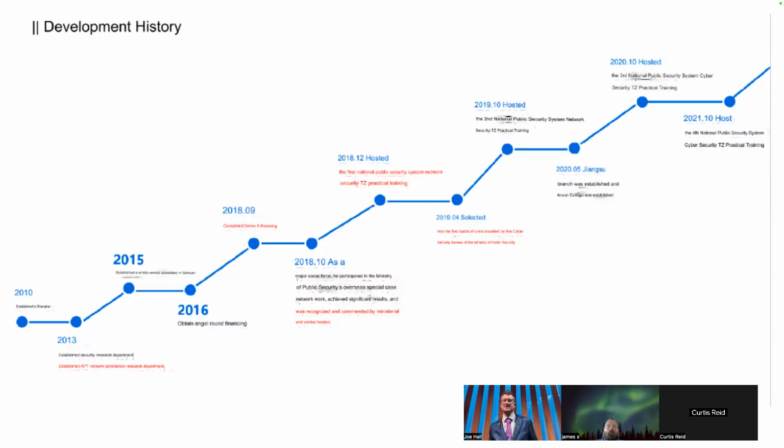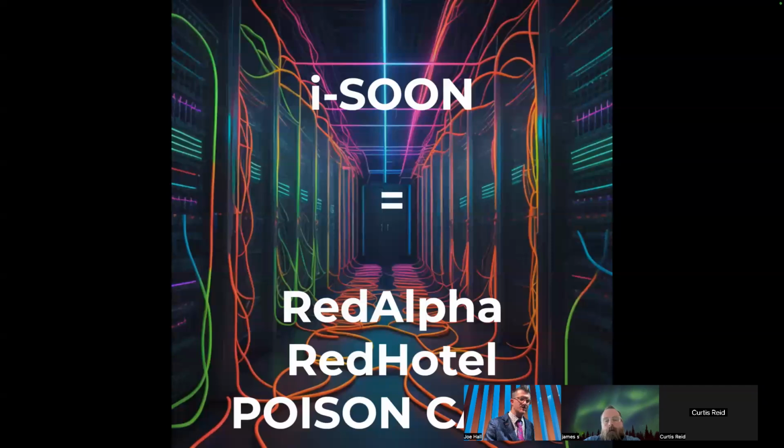So their development history. These guys have been at this for over 20 years. These two both come from the former Green Army of China, and they've built various weapon systems to attack anyone they're going after. ISOON, we have related them. They are part of Red Alpha. They're part of Red Hotel and Poison Cart.